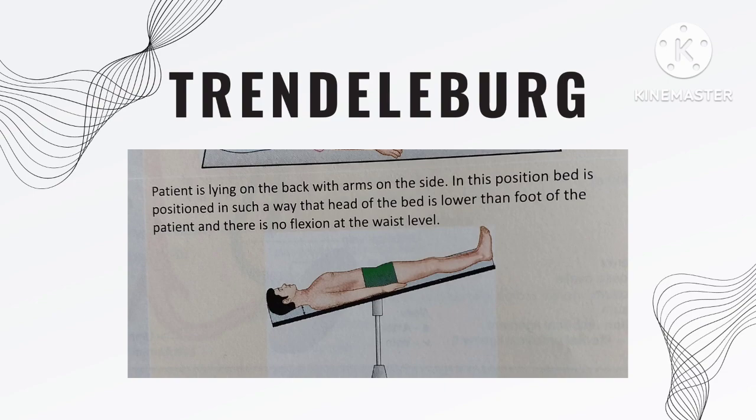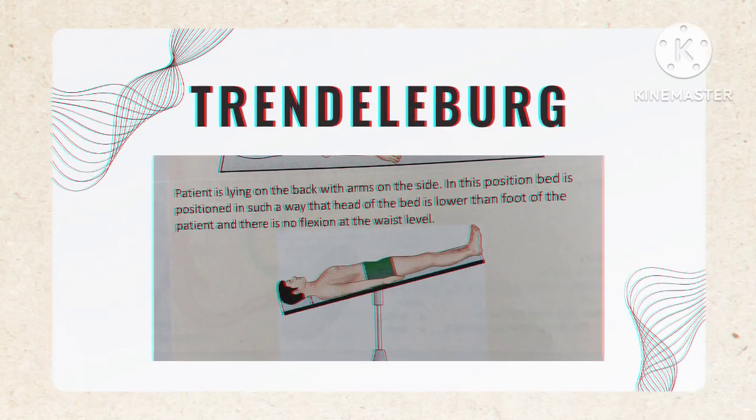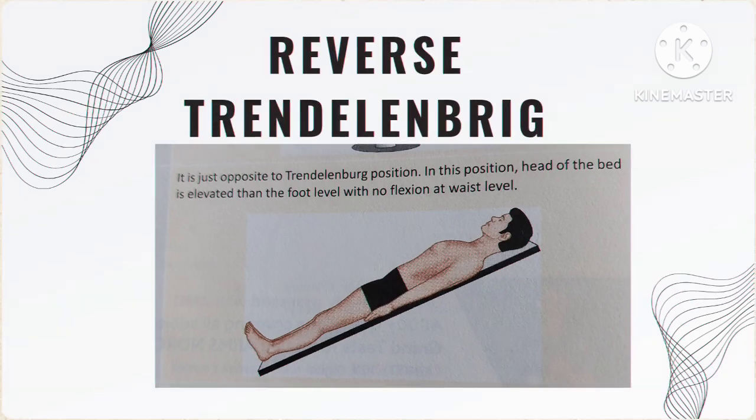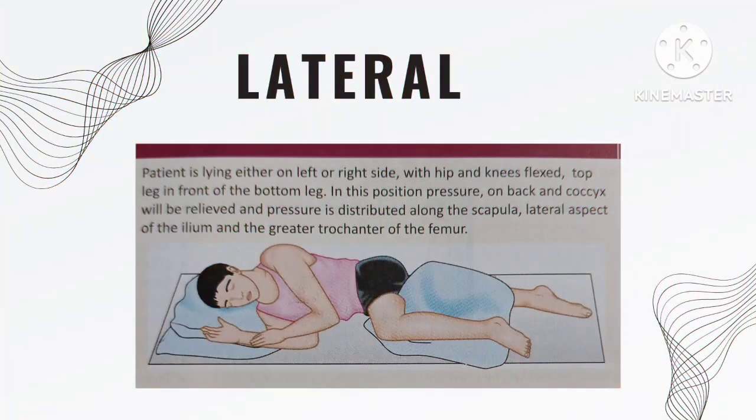The fourth position is reverse Trendelenburg. You can see in the image the difference between the previous image and this. It is just the opposite of the Trendelenburg position. In this position the head of the bed is elevated higher than the foot level with no flexion at waist level. It is used to minimize gastroesophageal reflux.